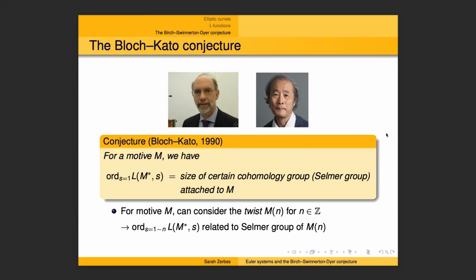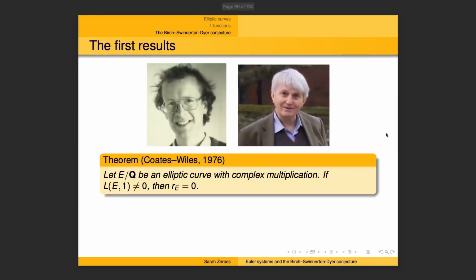Okay, so that is the most general formulation of this kind of conjecture. But let's go back to the original Birch-Swinnerton-Dyer conjecture. The very first results were proven by my old advisor, John Coates, together with his PhD student, Andrew Wiles.